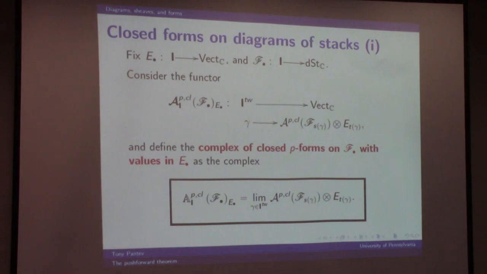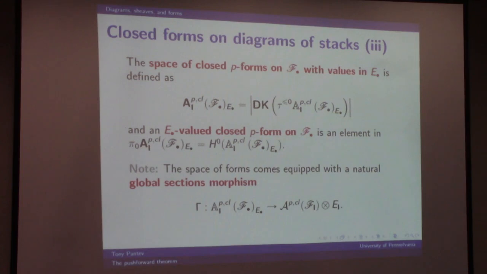So I'm going to fix a diagram of complexes of vector bundles labeled by I, and a diagram of stacks labeled by I. And then I get a functor of forms, which takes a twisted arrow and sends it to the p-forms on the stack labeled by the source of the arrow with coefficients in the complex of vector spaces labeled by the target. And the actual complex of p-forms is going to be the limit of all those over the twisted arrows. And so this gives you a good theory. It has pullbacks, pushforwards, it behaves really well.